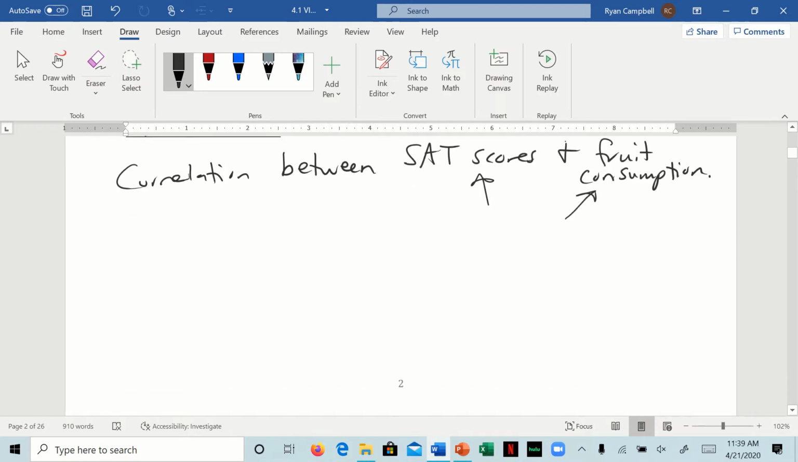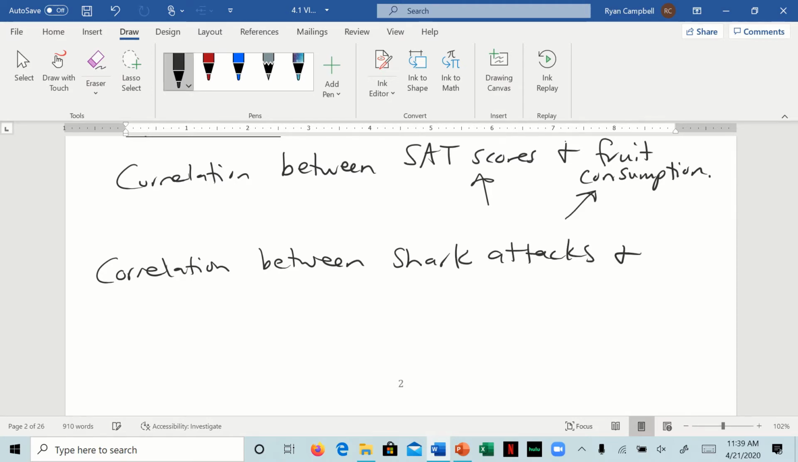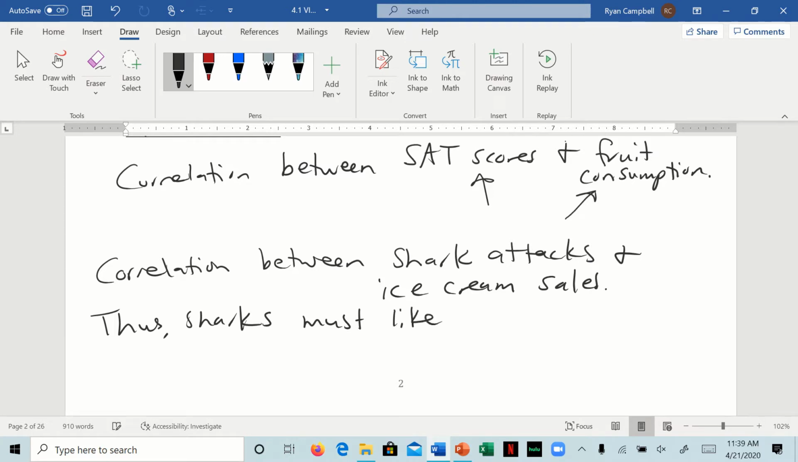So here's another silly example. There is a correlation between the number of shark attacks and the number of ice cream sales. Thus, sharks must like people who have eaten ice cream. Right? No, that's completely ridiculous.